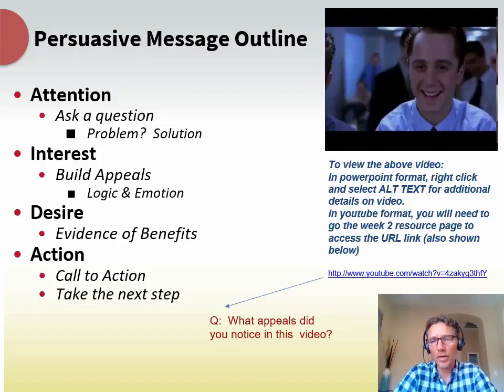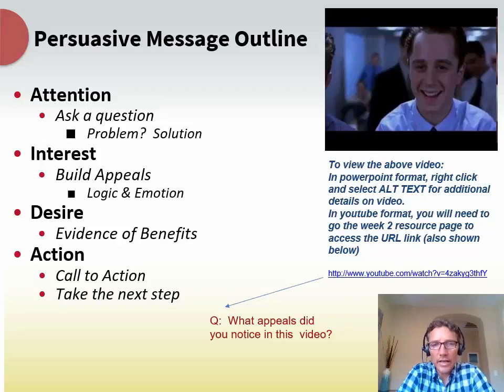So in the attention paragraph, you want to ask a question, and it relates to how there's a problem that the target audience might have, and your product is the solution. So that's your opening paragraph, getting their attention, problem solution.